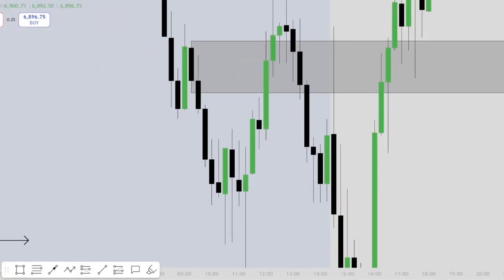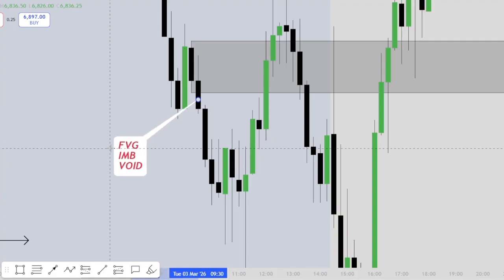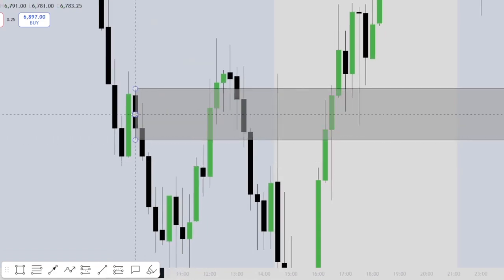We had a 15-minute imbalance over here. You can call it a fair value gap, you can call it a void, whatever you want to call it. Once we have this void in price, we're looking for that candle before price. So this is the candle here, just here. So this is the fair value gap, this is the key level.